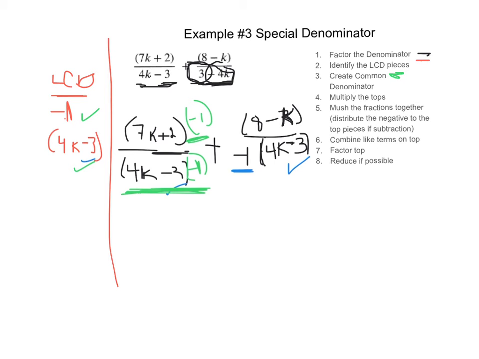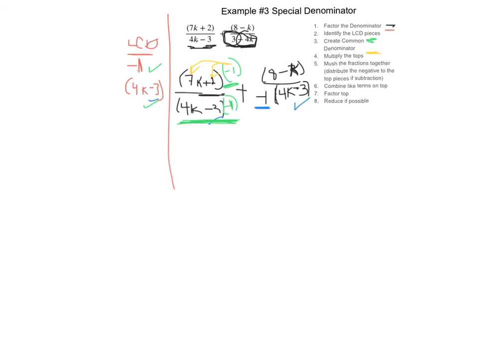Now, multiply your top. Okay. So that's where we're just going to take this negative 1 and distribute it into this fraction. Okay, so I'm going to kind of shrink this down a little bit, move it up so I have more room to work.